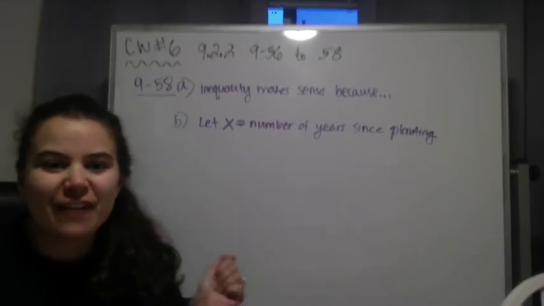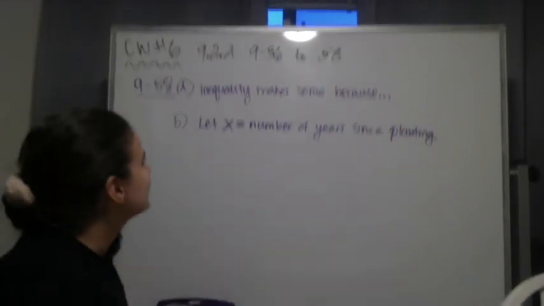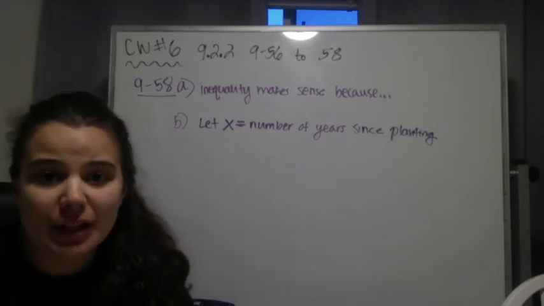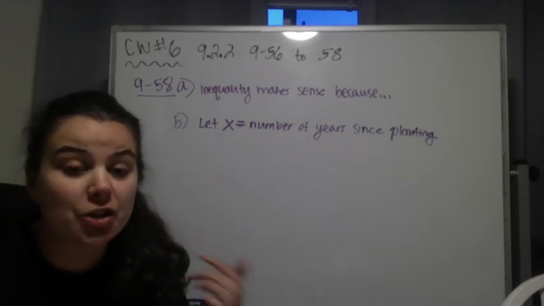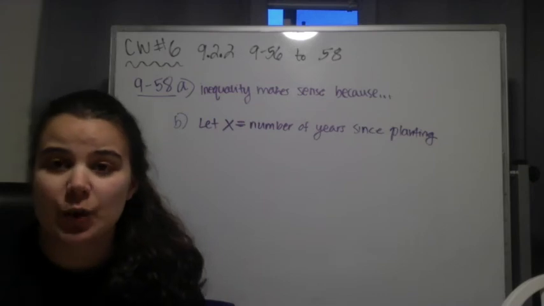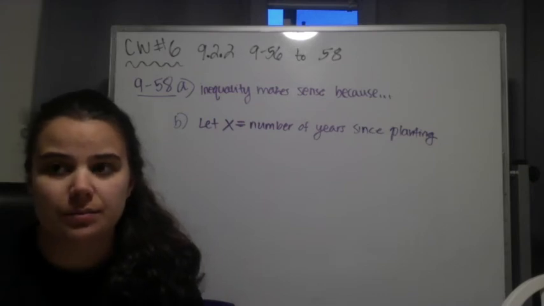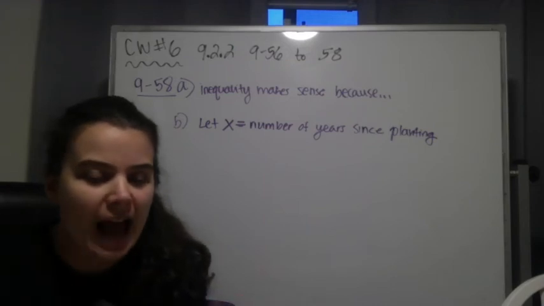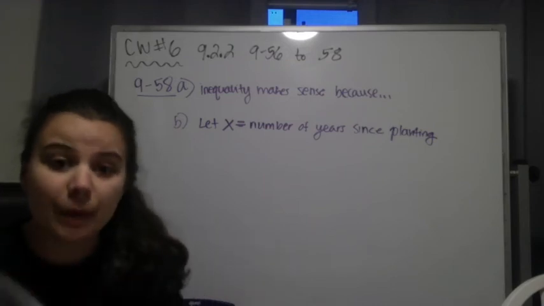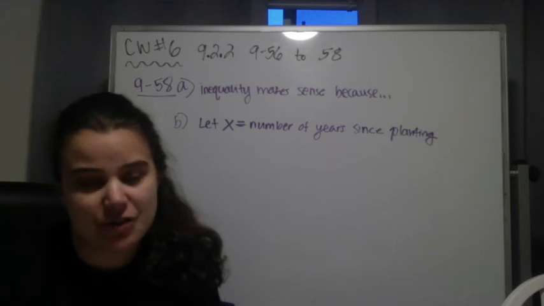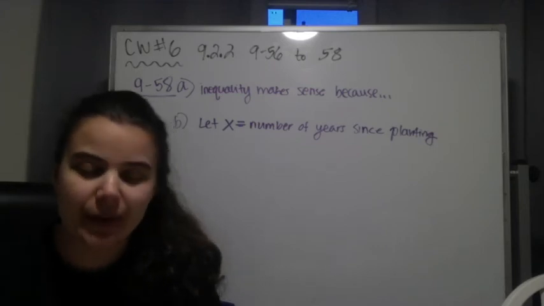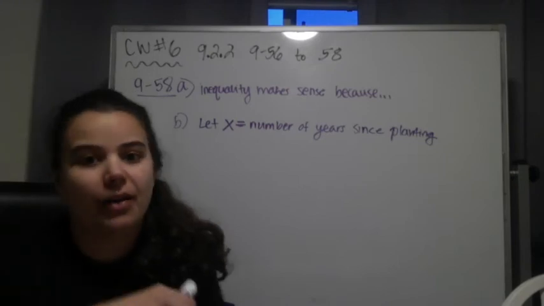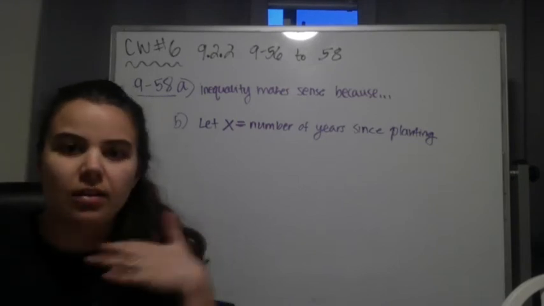Welcome back. Let's look at 58A and B. For 58A, you can write it however you'd like, but an inequality is what we need to use because there's not just one solution, not just one number of years. You just need a minimum, and then any value after that would work as well. So that's like an inequality. Not just one point on a number line, but a whole region.